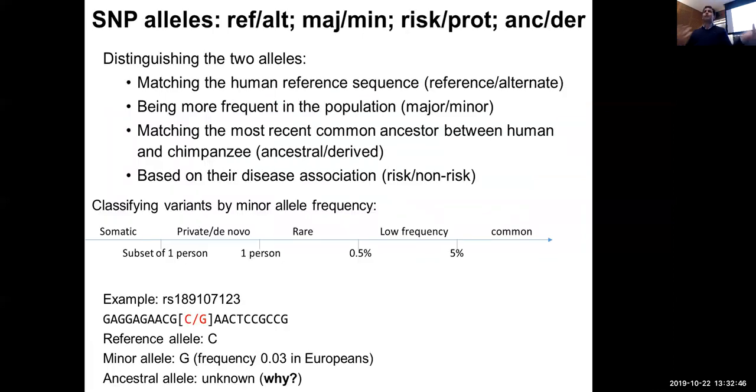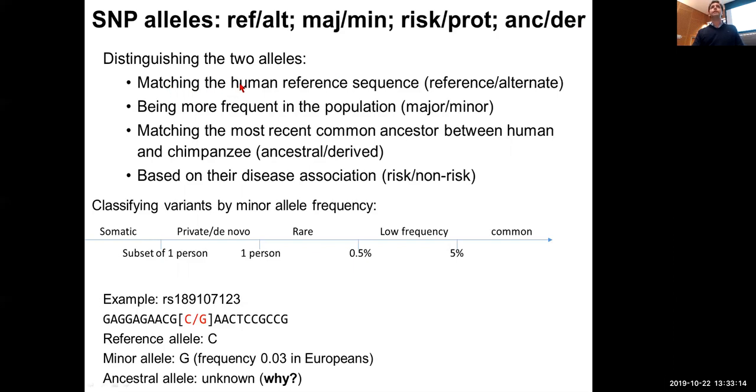So, alleles. What do we mean when we say allele? There's many ways to talk about alleles. We can talk about alleles at the SNP level, at the haplotype level, and usually we're going to refer to the different alleles in different ways. We might refer to the reference allele or the alternate allele, the major or the minor, the risk or the protective, the ancestral or the derived. There's just many, many ways of distinguishing the two alleles.